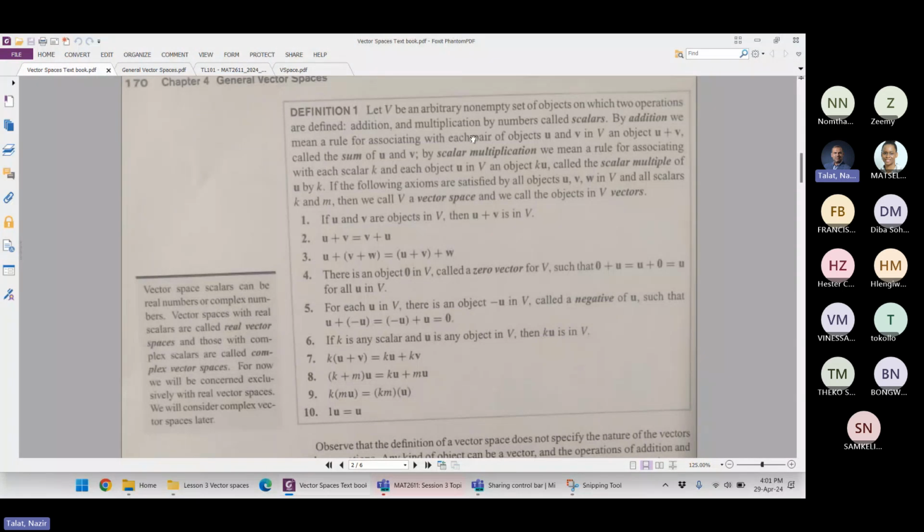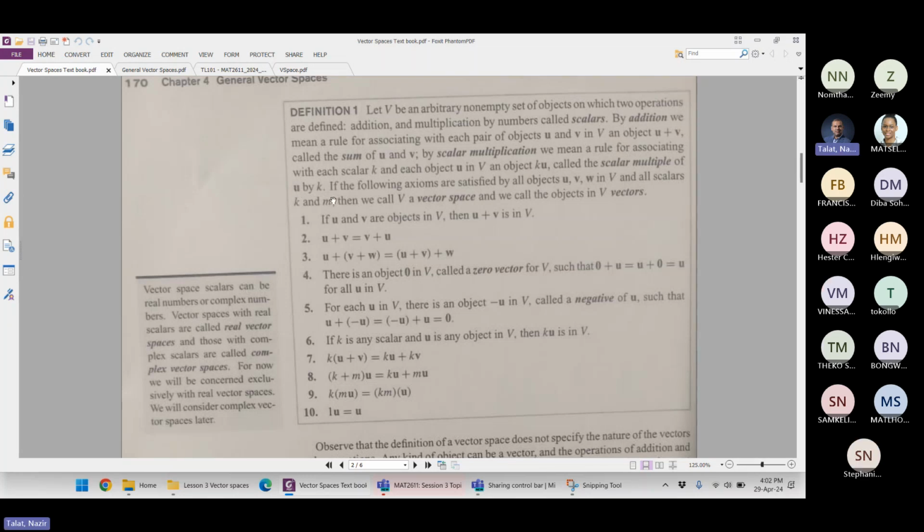And in that set, two operations are allowed. One is vector addition: for elements of the set, you can add two elements with this plus sign. The plus sign is just like an operator. The other operation is scalar multiplication with some constant alpha or some constant k. You are allowed to multiply k with any vector or any element of this set V, like k times u. This is called the scalar multiple of u by k.